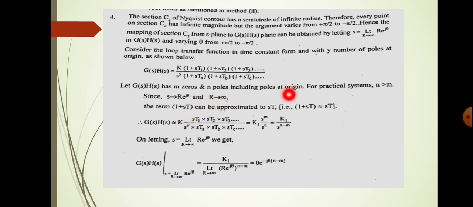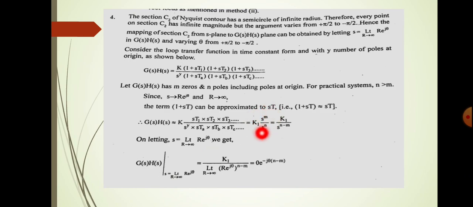When r tends to infinity, see, there is a term 1 plus sT. What happened to this term? When r tends to infinity, s tends to infinity, right? So the term 1 plus sT is approximately equal to sT. Since s has a value of infinity, 1 plus sT is approximately equal to sT. So we can write G(s)H(s) as K into sT1 into sT2 into sT3 divided by s raised to y into sTa into sTb into sTc.